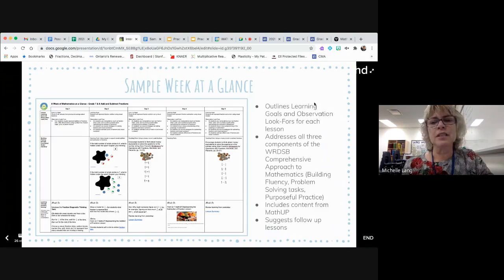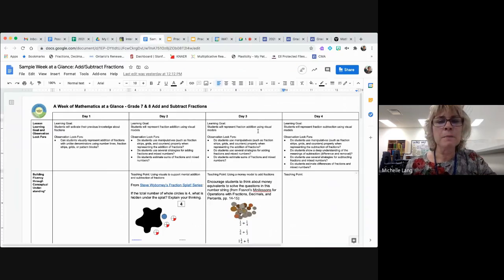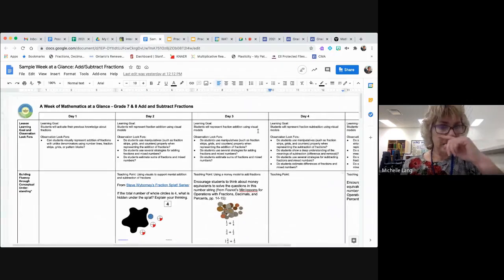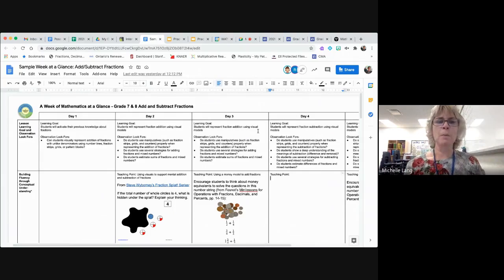So one of the other things that we want to provide that some people have found helpful is a sample week at a glance. So this again is a link. I'm just going to open it here. What the sample week at a glance does, and it's just a sample, it is not meant to be the exemplar, it is just a sample.